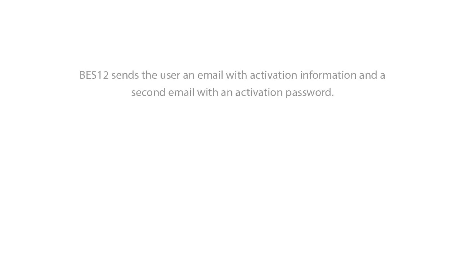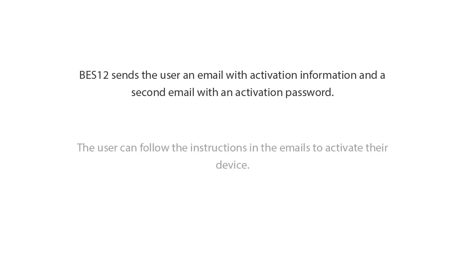By default, BES 12 sends the user an email with activation information and a second email with an activation password. The user can follow the instructions in the emails to activate their device. This completes the task of configuring BES 12 so that a user can activate a device.